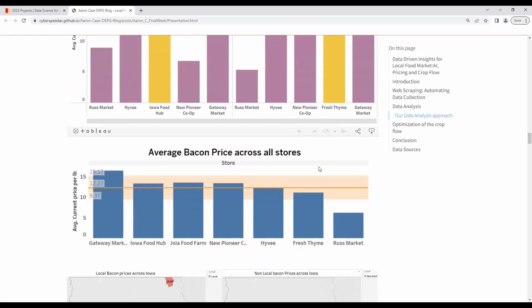Now here, this one shows the average bacon price across all these stores. Knowing this can help our farmers make informed decisions. They will know the average price across all the stores, and they can decide at what price they want to sell their products.